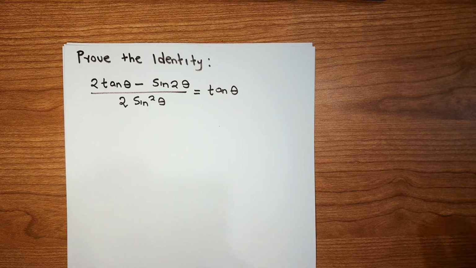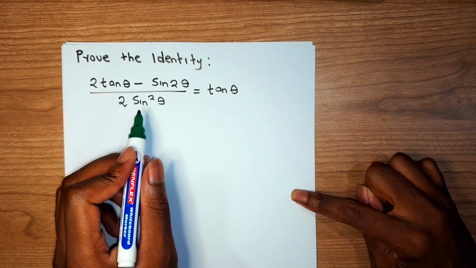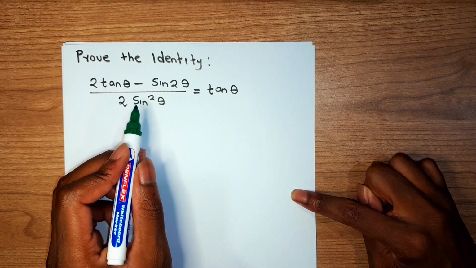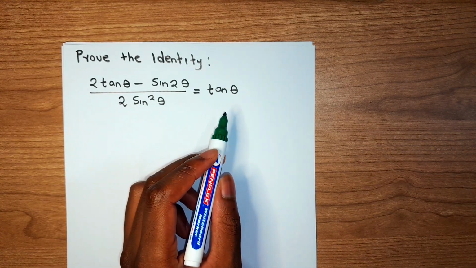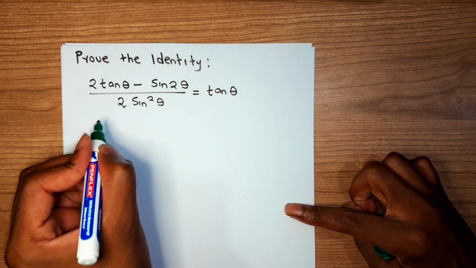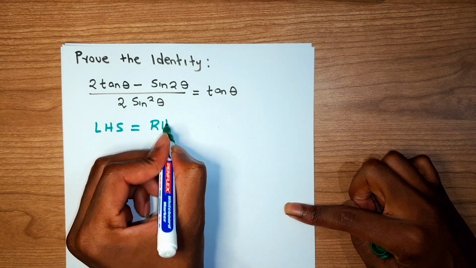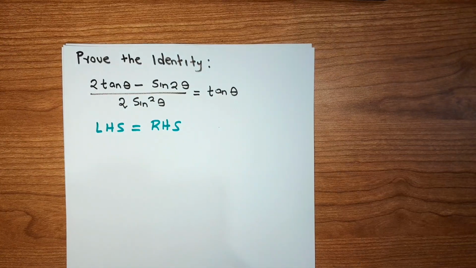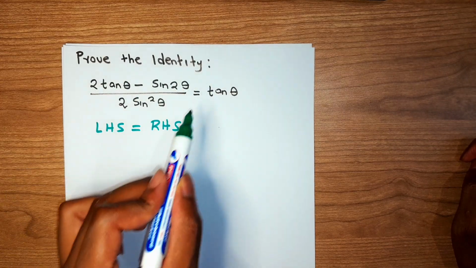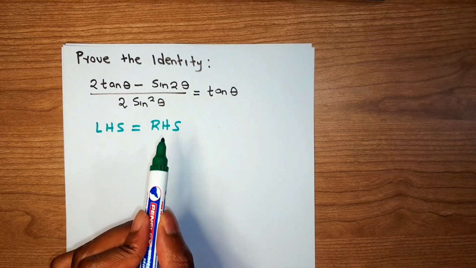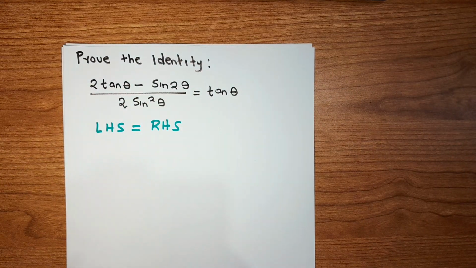Okay, they want you to prove the identity. So what this means is they want you to show that the left-hand side actually equals the right-hand side, right? Your left-hand side is these parameters, and your right-hand side is just tan of theta. So, this is a tip. This is something you guys should have known.